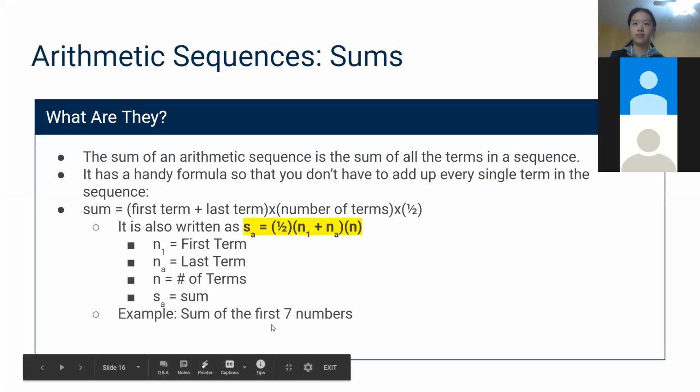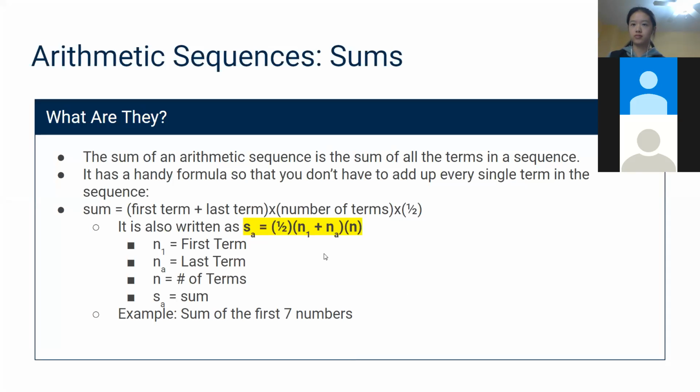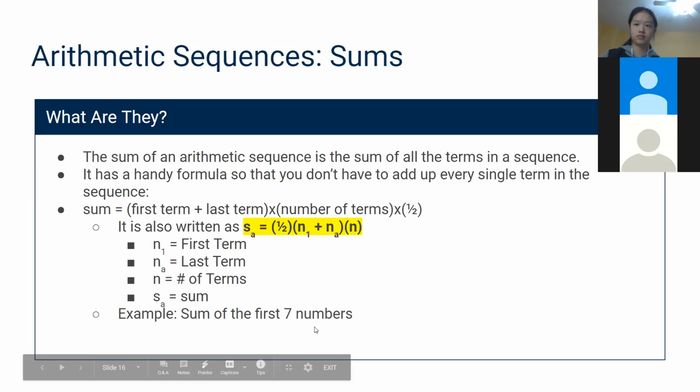So at the bottom, there's an example at the bottom of the screen now. That's important. I just had to move a couple things out of the way. Once you have it written down, find the sum of the first 7 numbers. Just the first 7 integers.